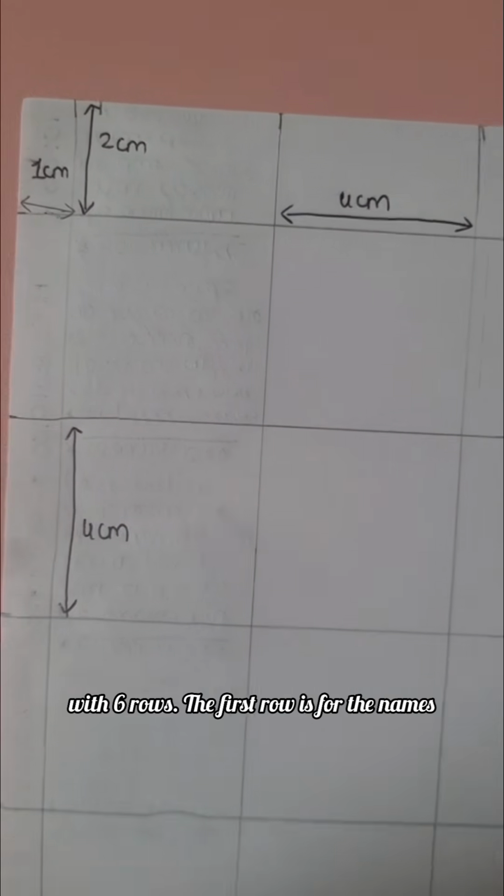This is how to make a revision timetable that you will actually use. Here is the template that I've created. There are going to be 9 columns with 6 rows. The first row is for the names of the days of the week, with each of the 7 columns. And there are 2 mini columns. Here is my full timetable.